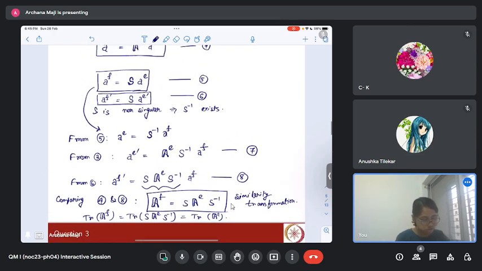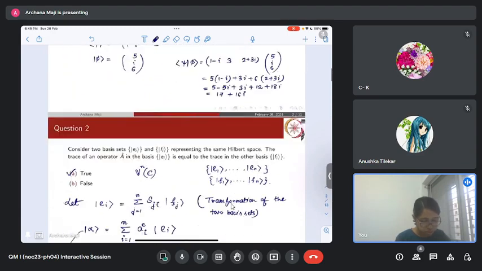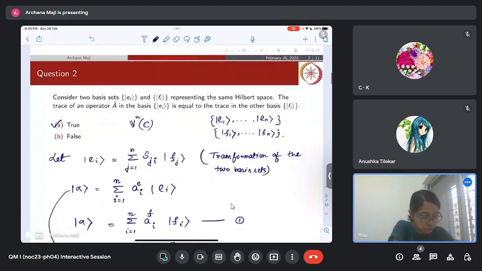So the thing is, trace of the operator will not depend on the basis that you are choosing. So trace is nothing but sum over the eigenvalues, and it shouldn't depend on which basis you are choosing to represent the operator A.